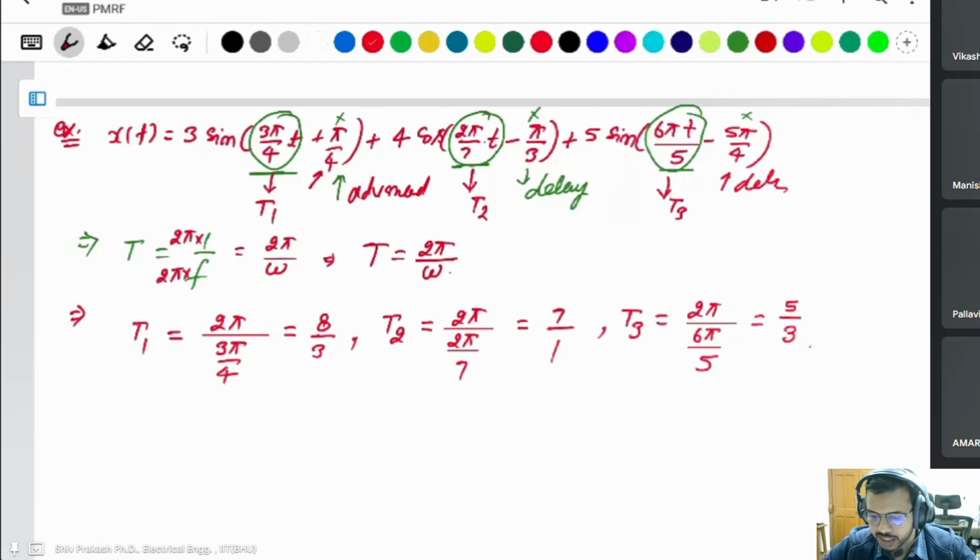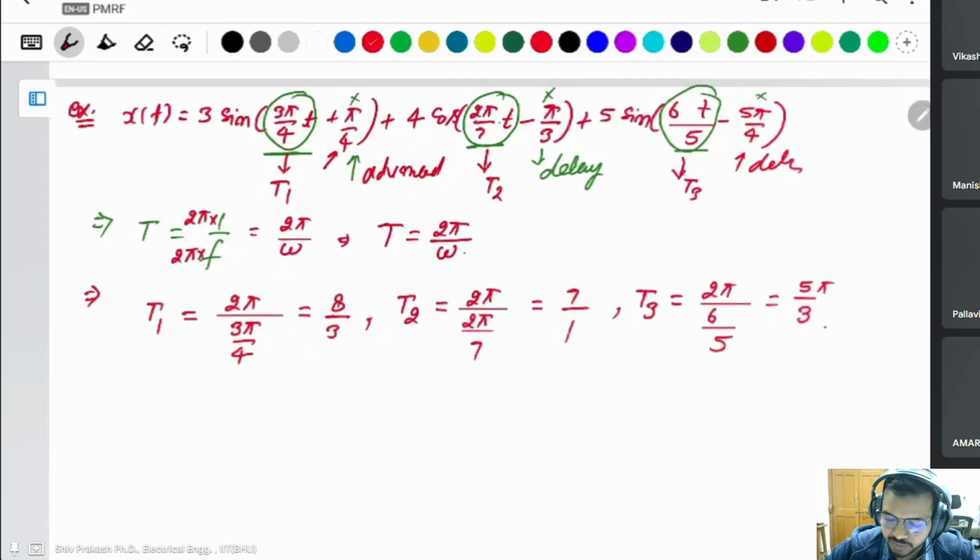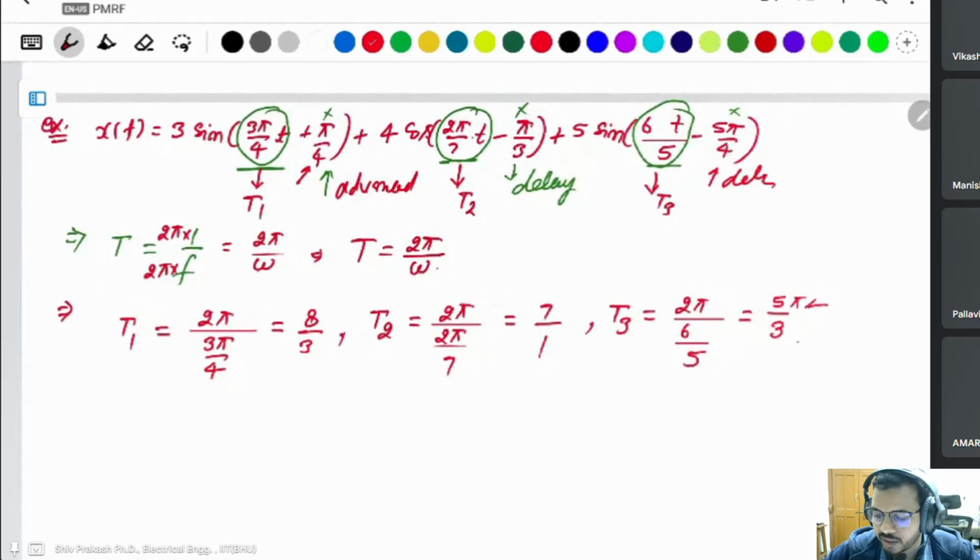Suppose there is any signal which does not include the pi. Suppose you have the same signal, if you remove this pi, then what happens? This is not pi, and pi occurs here, pi by 3. You can't take the LCM of this because of pi. As this is not a rational number, then you can say directly this is not a periodic signal. There is no period at all.